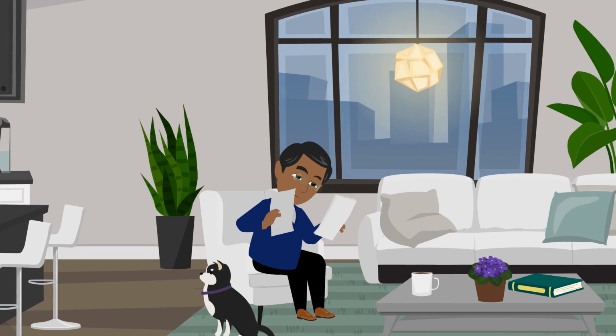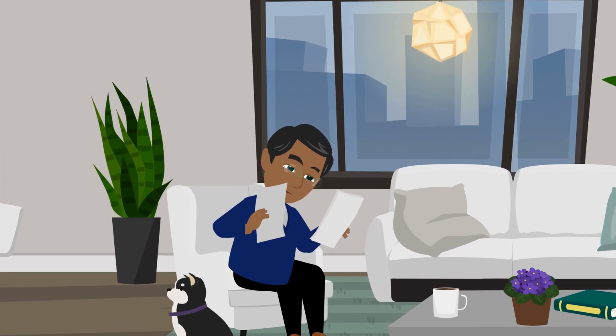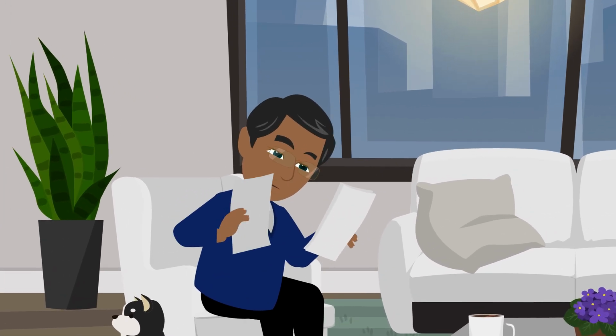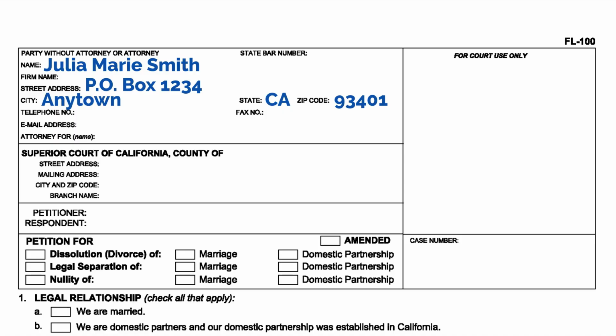Remember that the other party will receive a copy of all of your forms and will see the contact information that you provide. If you do not want the other party to know where you live, you can use a mailing address on your court forms instead. The phone number and email address are optional.